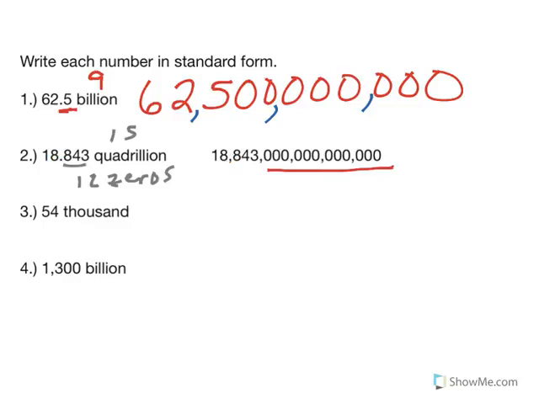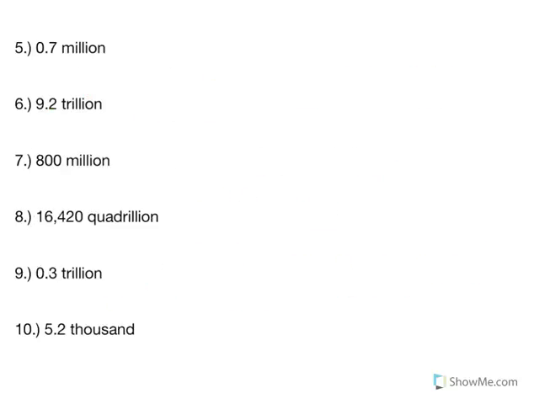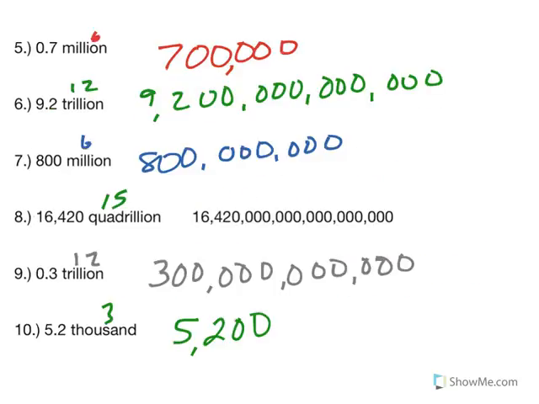So that does hold out. All right, 54,000. Well, 1,000 means 3. You don't see the decimal point, so it's after the 4. So I'm going to add 3 zeros, and there's 54,000. 1,300 billion. Well, billion is 9. So I put that period there, and that means after that I need 9 zeros. And there's that one. So why don't you go ahead and try to do the next 5 through 10 on your own, then come back and check your answers.